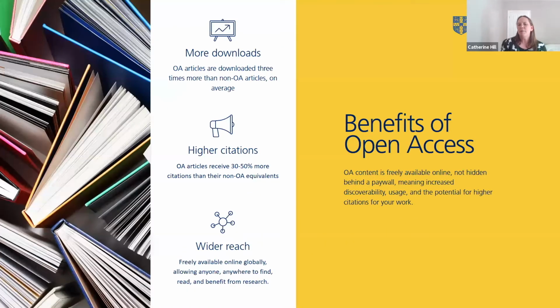Next slide, please. There are a number of other benefits of publishing open access. OA content is freely available online, not hidden behind a paywall, which leads to increased discoverability and the potential for higher citations for your work. On average, studies have shown that OA articles are downloaded 3 times more than non-OA articles on average and receive 30 to 50% more citations. We also believe open access is beneficial for the academic community as a whole, breaking down barriers of access and ensuring that anyone, wherever they are based in the world, can read and benefit from research.